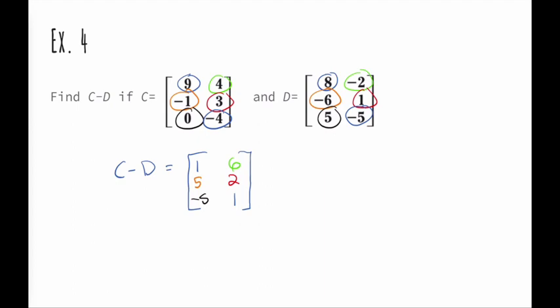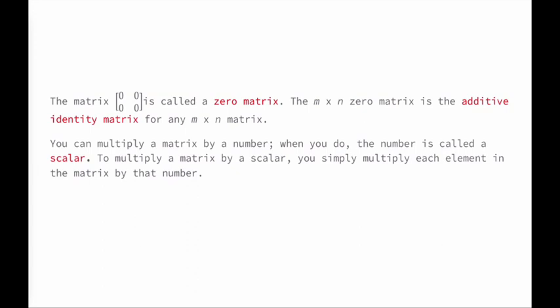So, be careful with the negatives while you're subtracting, but otherwise, pretty straightforward. A matrix that is all zeros is called a zero matrix. Bet you couldn't have guessed that one. The m by n zero matrix is the additive identity matrix for any m by n matrix. And so what that means is that if I have some matrix A, B, C, D, and I add the zero matrix, I get exactly the same matrix as I started. That's what the additive identity matrix means.